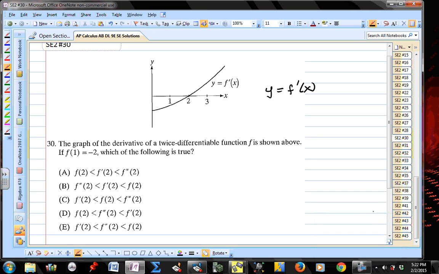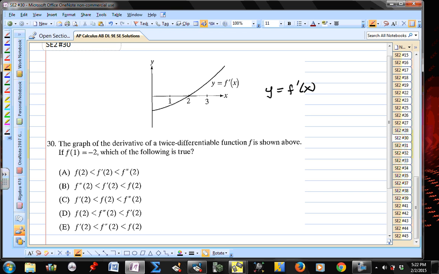In problem number 30, we're given some information about a function and we're asked to rank these values in order from least to greatest. So remember that they gave us a graph of y which equals f prime of x. And they're asking us to discuss values of f, f prime, and f prime prime. So let's set up a little map legend to keep our thoughts straight.